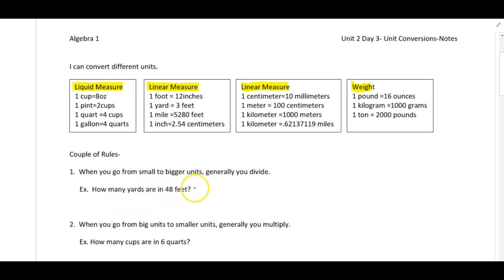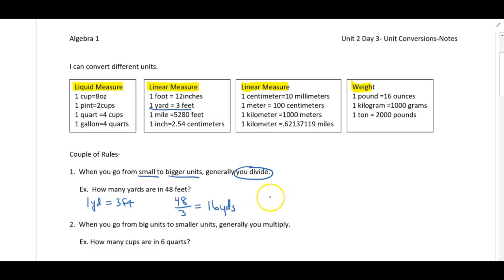Meaning, how many yards are in 48 feet, right? Well, generally when we go from smaller to bigger units, we tend to divide. So what is the conversion here? Yards to feet. Well, we know 1 yard from the table up above is equal to 3 feet. So basically one way we can do this is 48 feet divided by 3 feet would give me 16 yards. Now, you could probably do a lot of this in your head, which is fine, but here's another way we have to look at it.